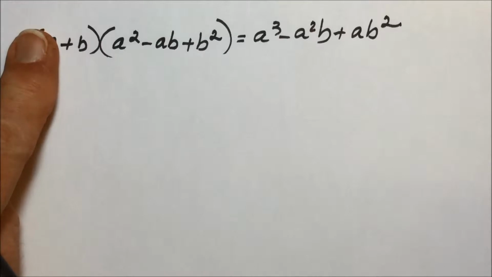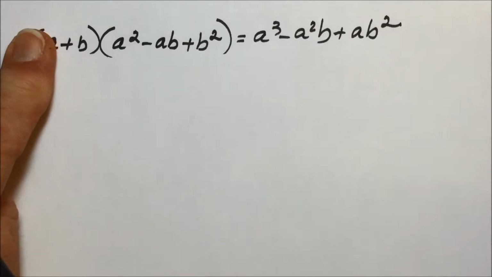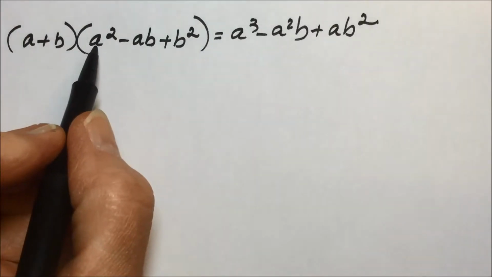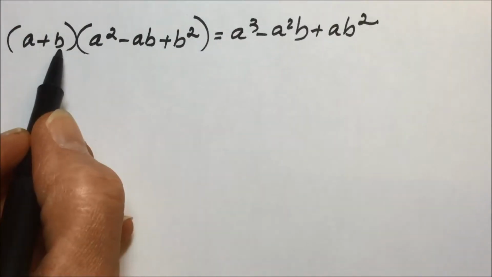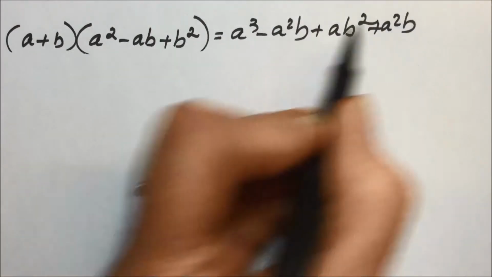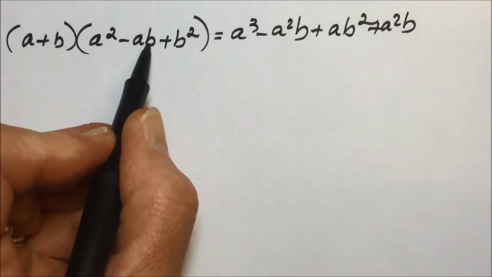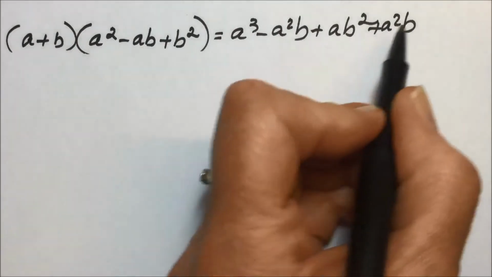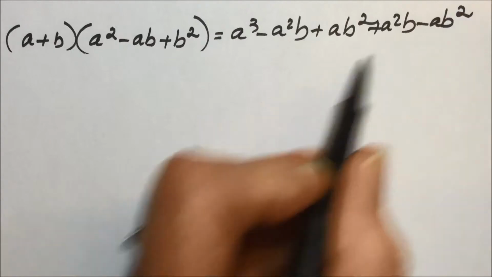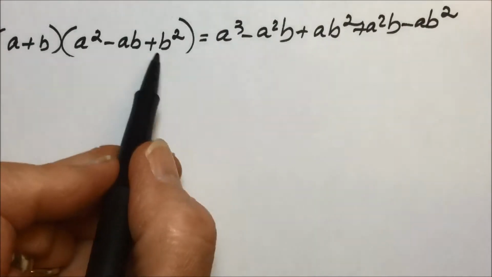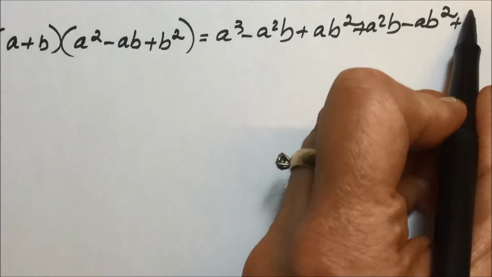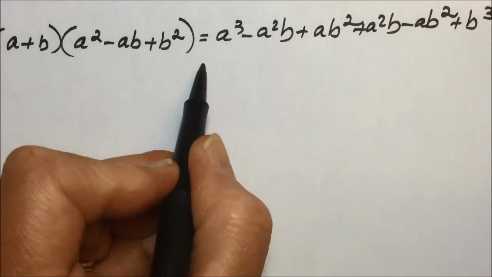Then we've multiplied everything by a. We'll multiply the rest of these by b. B times each of the terms in the trinomial gives us an a squared b. B times minus ab gives us a b squared with the a, but a minus, so it's a minus ab squared. And b times the b to the second gives us a plus b to the third.